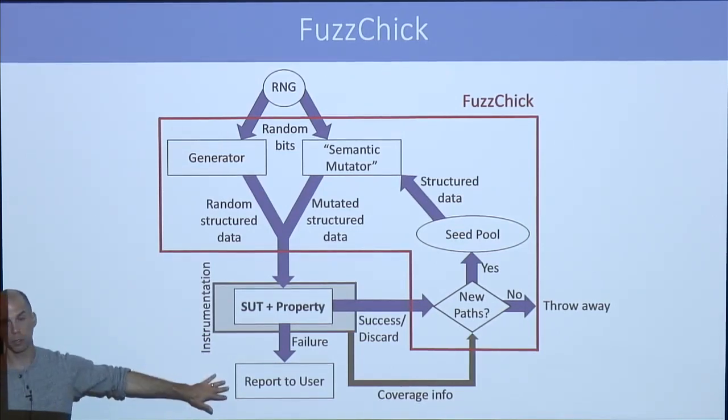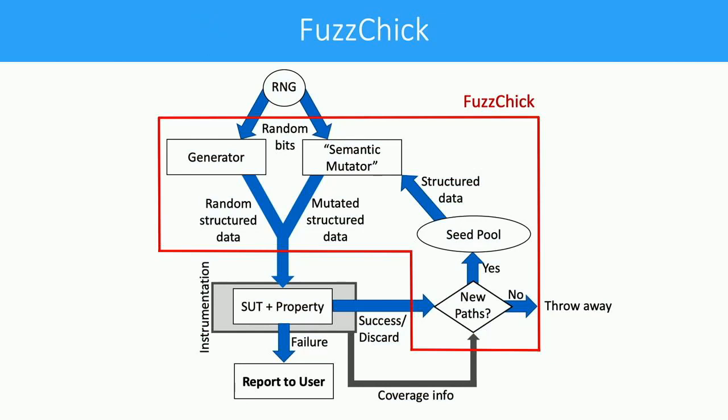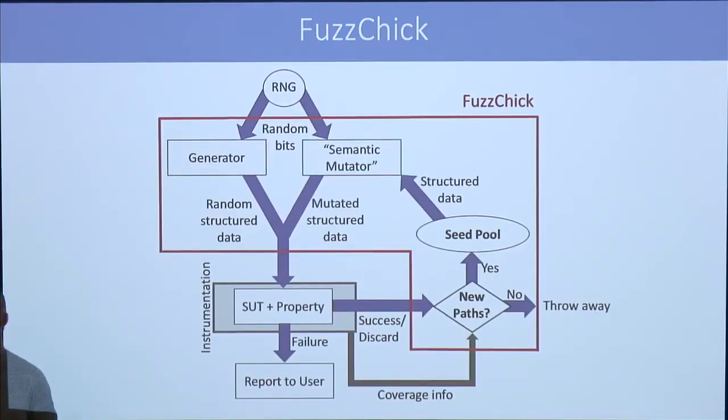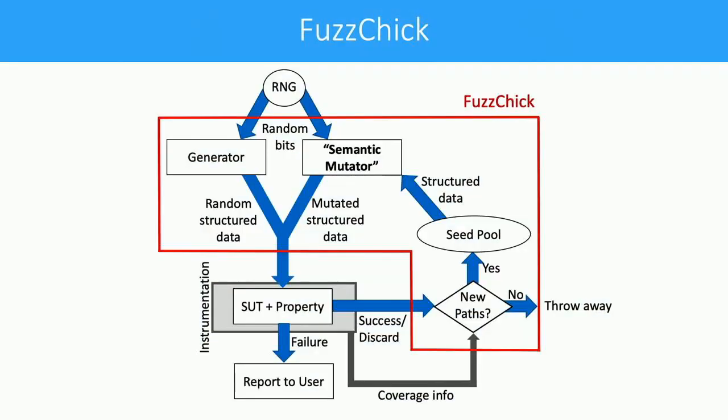Now, if there was a bug, we report it just as normal. Otherwise, we check: did we see any new paths using the coverage information that we gathered? If we did see some new paths, this is a good seed to use as the basis of mutation, and we'll throw it into our seed pool. Now we can use our so-called Semantic Mutator to look at that seed and add the list to itself, remove an element, change an element, and so on. And then we can go back around the loop once again to keep on trying this.